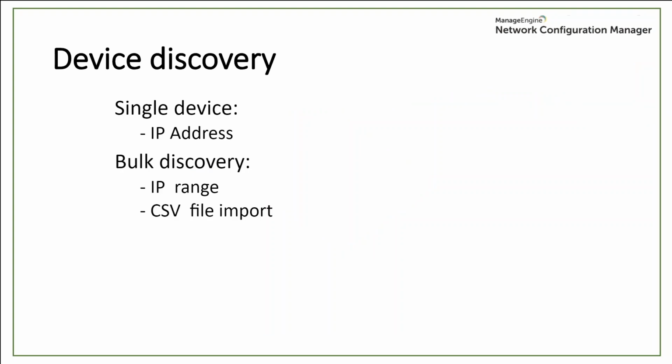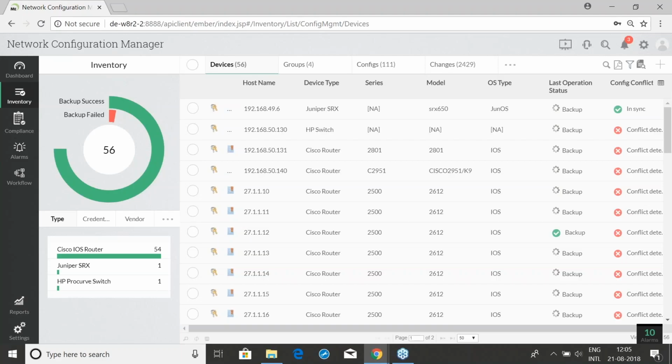During discovery, you can discover single devices by giving the device's IP address. You can discover multiple devices by specifying an IP range, and within that range, you can discover devices. Otherwise, you can import a CSV file. Let me show this to you in the UI.